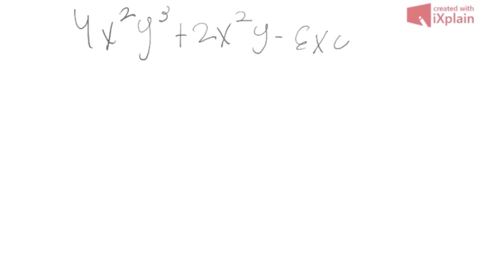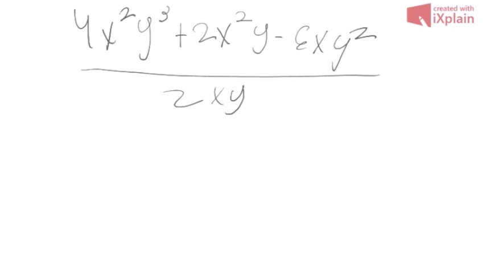Okay, for our final problem, it's going to get a little trickier. So try and stay with me. We're going to be using two variables. So it's going to be 4x to the second times y to the third plus 2x squared y minus 6xy to the second divided by 2xy. We've picked a very simple one for you to divide all the numbers by so you can have a basic idea of what's going to happen next.